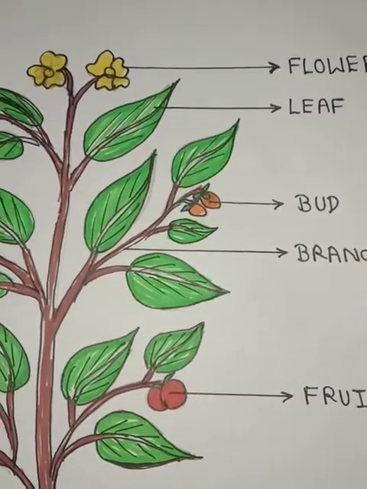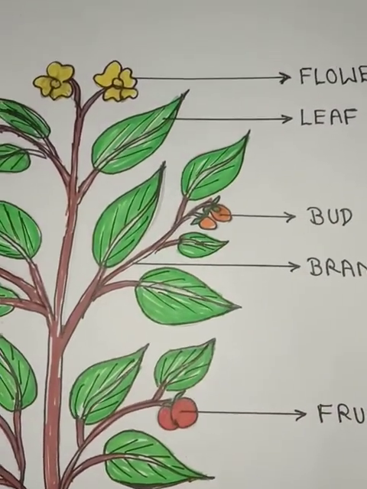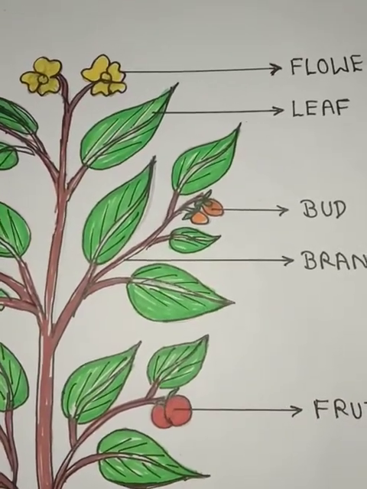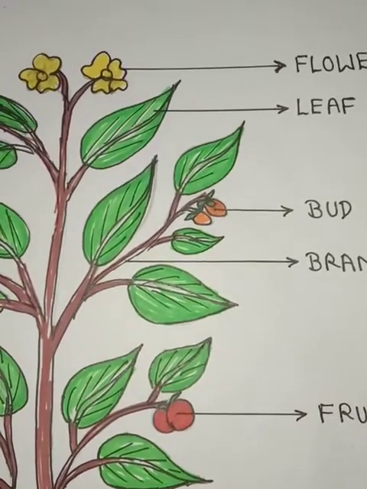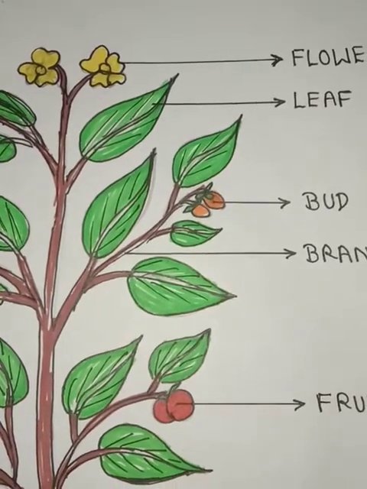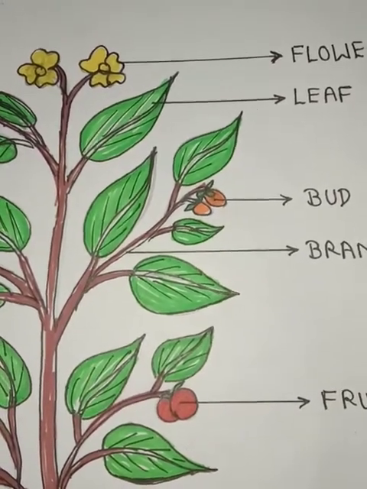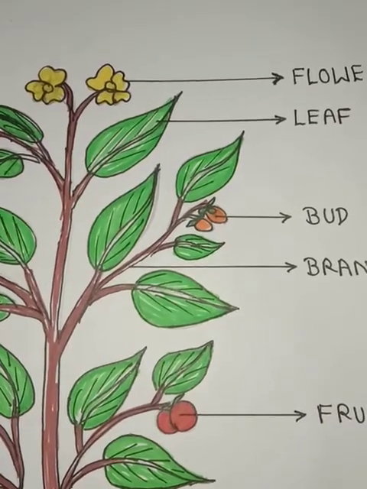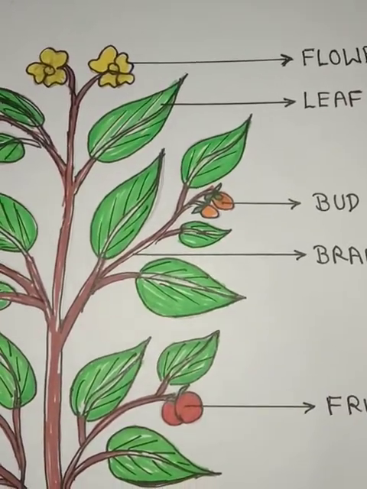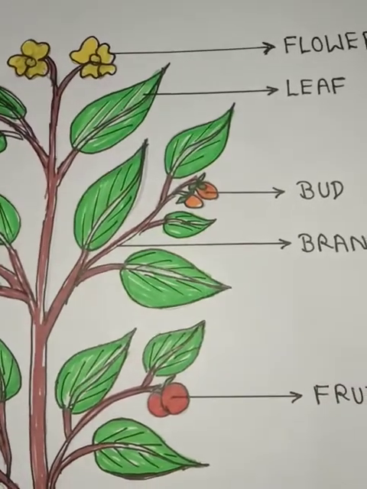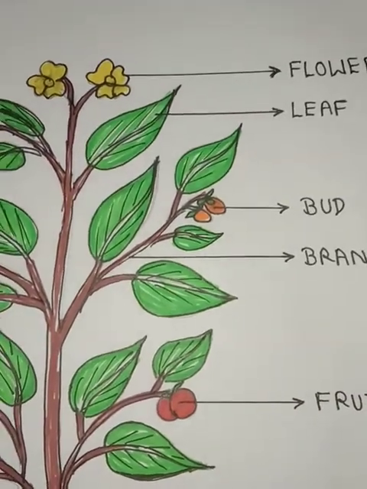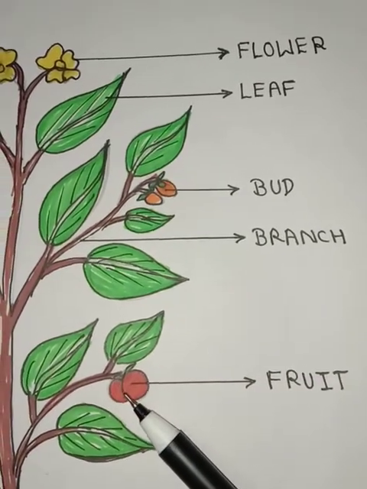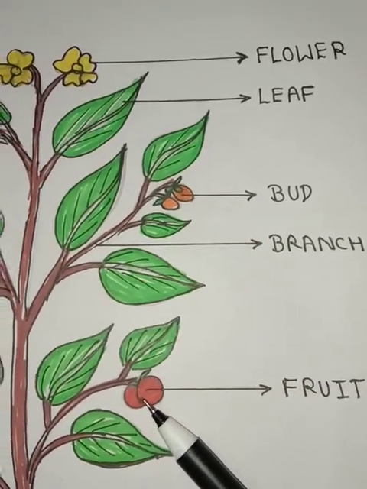Student, do you know that most flowers grow into fruits? That is why a farmer feels happy when he sees flowers on his mango trees. He knows that these flowers will turn into fruits. Okay. Now fruits. Fruits have seeds inside them.